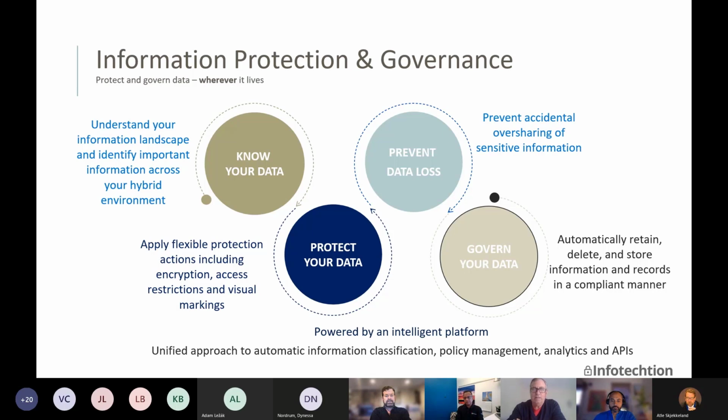Just a quick note about Infotection, just so you know who they are. It's a leading consulting and strategy firm in the whole area of M365 governance.